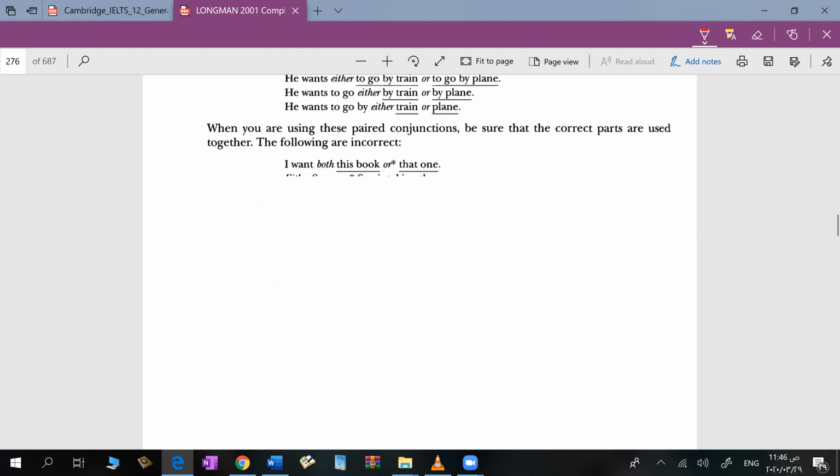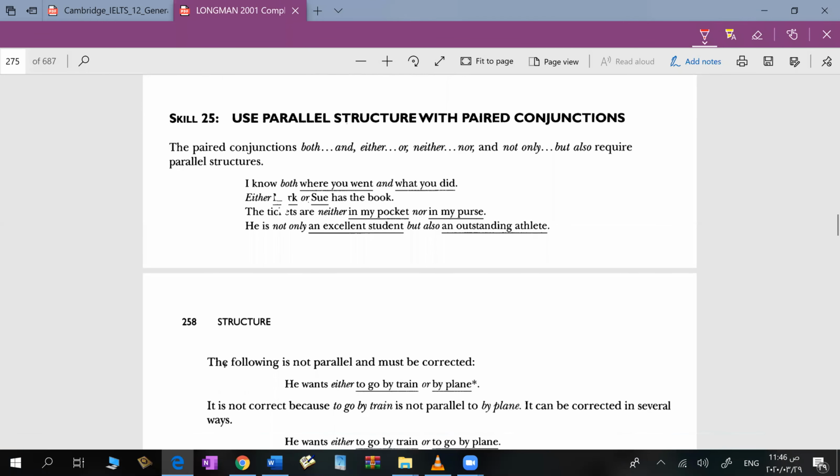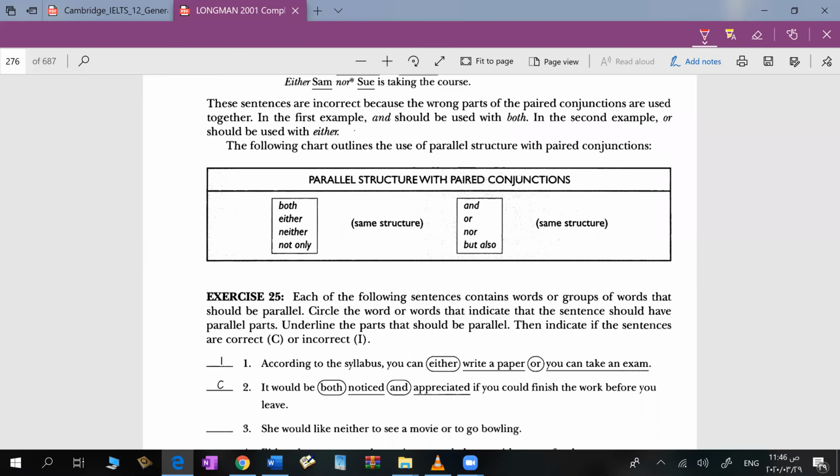We finished this yesterday. Today we talk about parallel structures with paired conjunctions. We have something in English called paired conjunctions. What are paired conjunctions? Conjunctions that always come together. They never occur alone. For example: either...or, both...and, neither...nor, not only...but also. If you say "not only," you have to use "but also." If you say "neither," you have to say "nor." If you have "either," you have to say "or." If you say "both," you have to say "and."